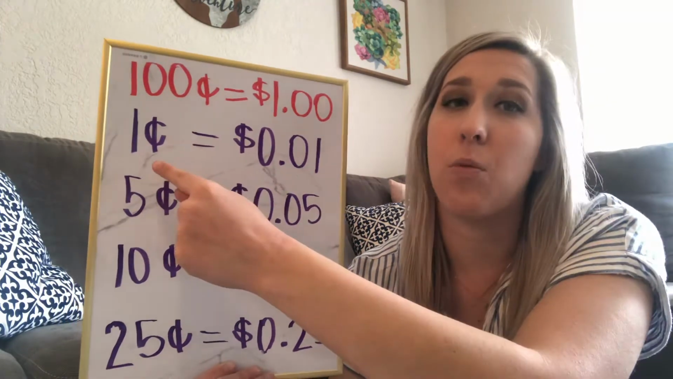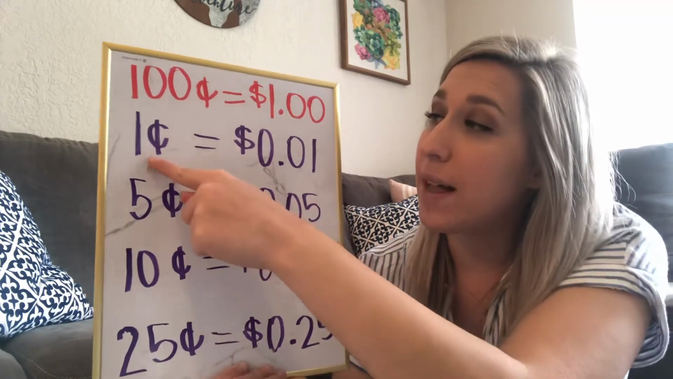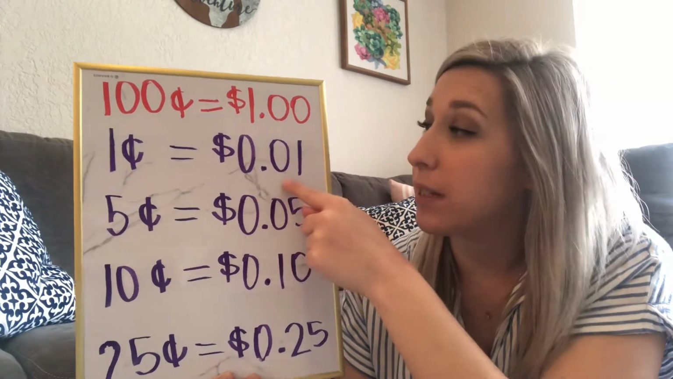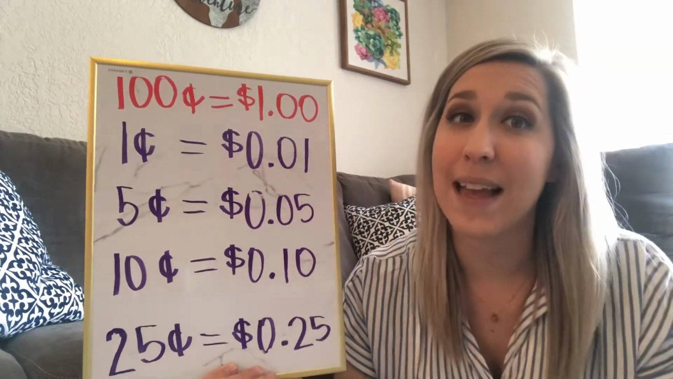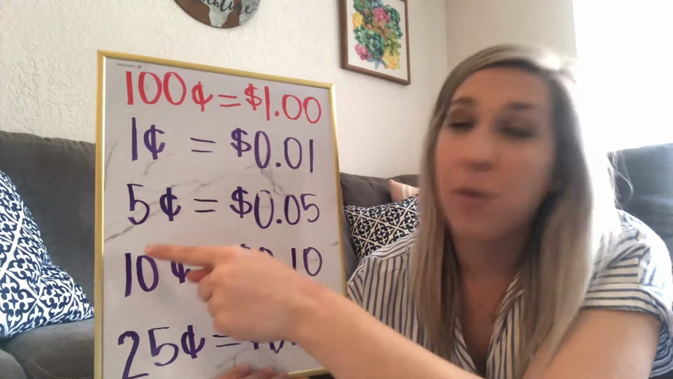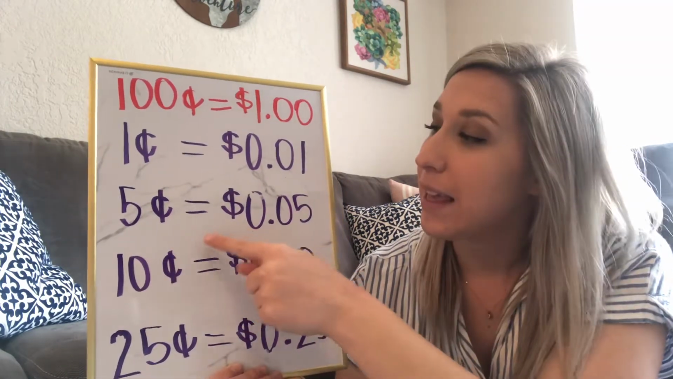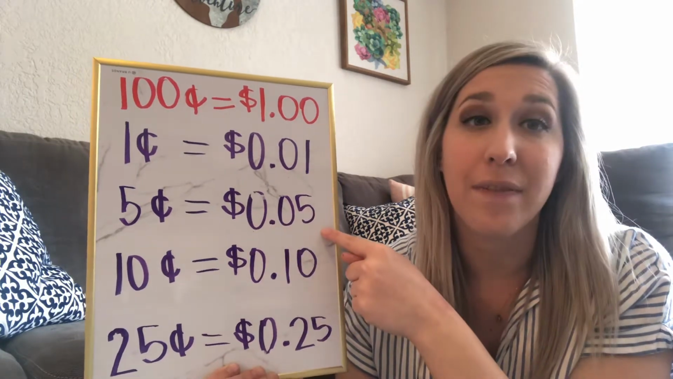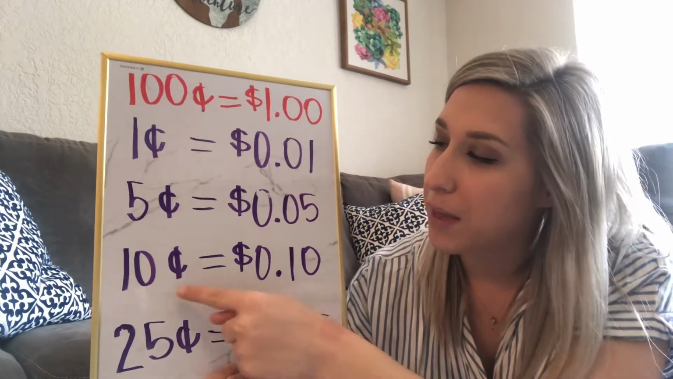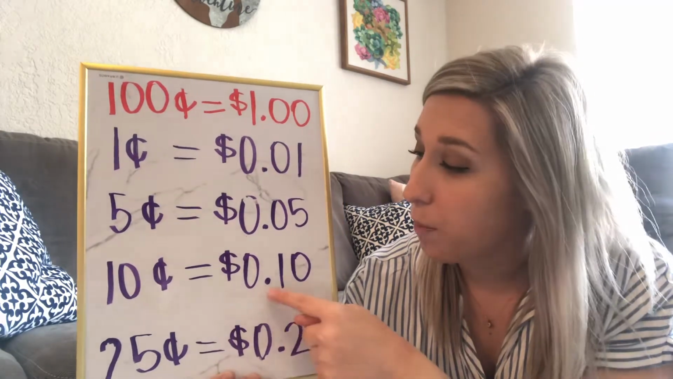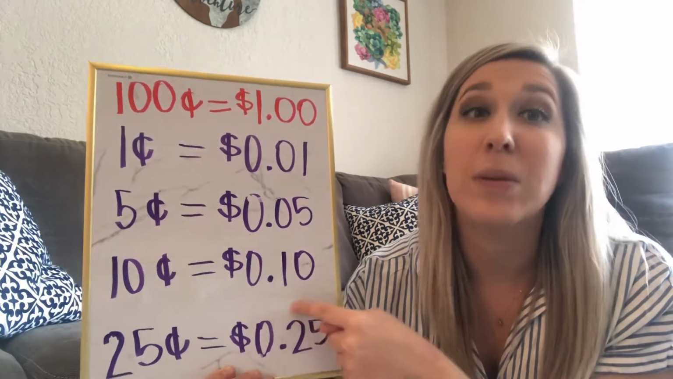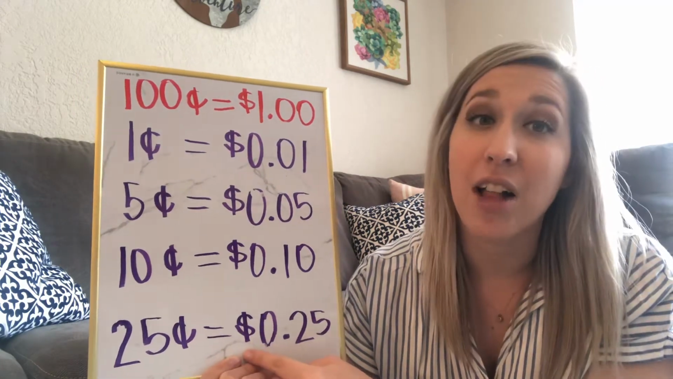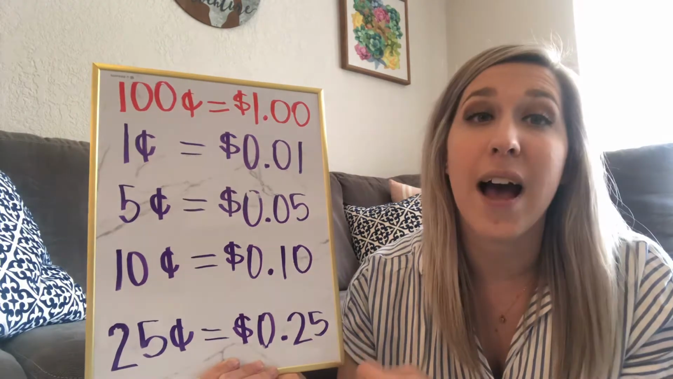So let's see how we would write 1 cent as a dollar. So 1 cent, we would write the dollar sign, 0, decimal, 0, 1, because that still shows 1 cent. 5 cents would be the same, but with a 5. So it would be 5 cents equals dollar sign, 0, decimal, 0, 5. 10 cents would be a dollar sign, 0.10, because that shows 10. And finally, 25 cents is a dollar sign, 0.25 cents.